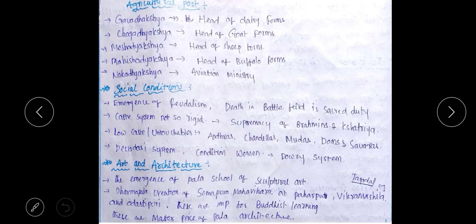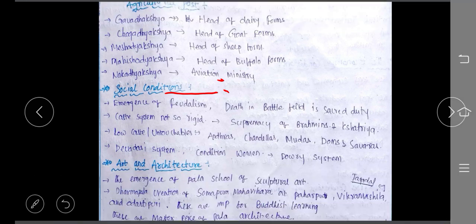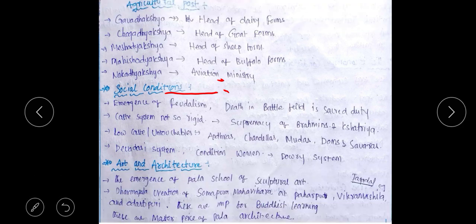And we see social conditions under the Palas, how society existed under the Palas. During this period we see the emergence of feudalism. Feudalism is where the rich become richer and the poor become poorer. The whole power was in the hands of landlords, and the poor used to die for food.